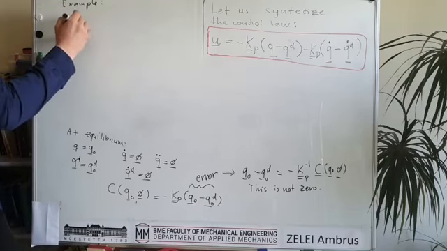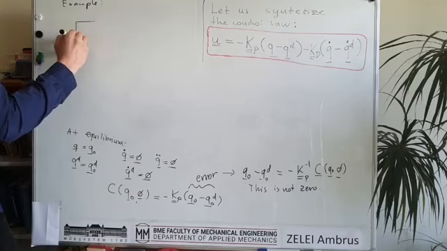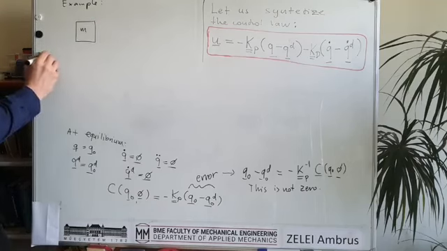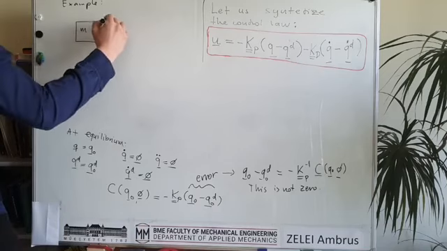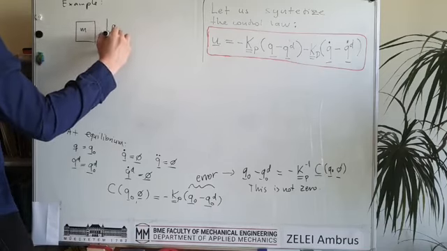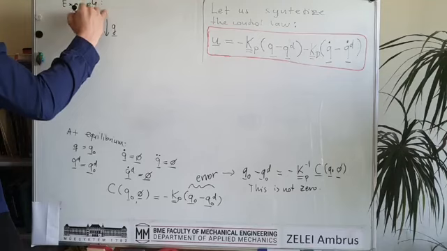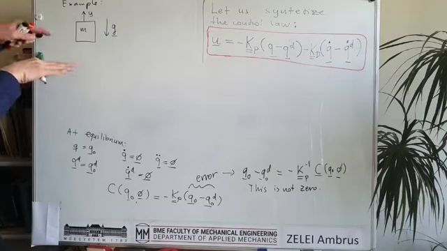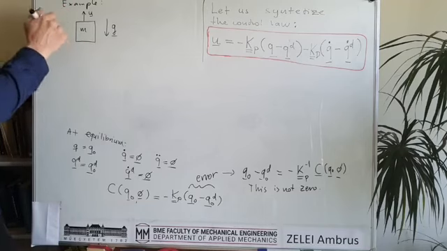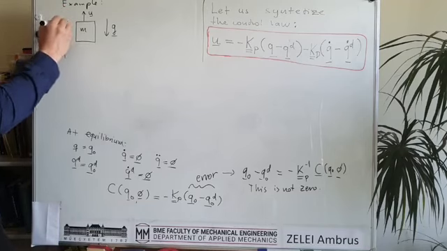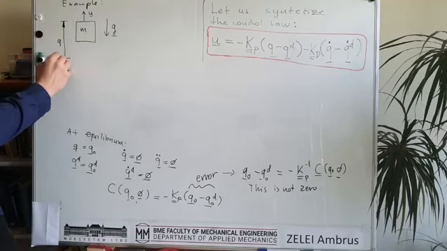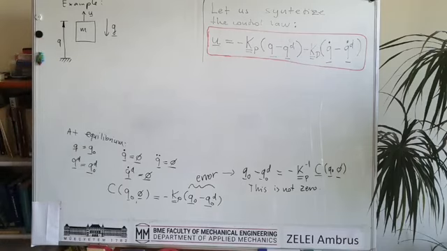So the example will be a very simple system. This is a mass block, and we are in the gravitational field, and there is a control force which tries to keep this mass block at the desired elevation, and the coordinate is just a simple q coordinate here. So this is a 1 degree of freedom system described by simply q.